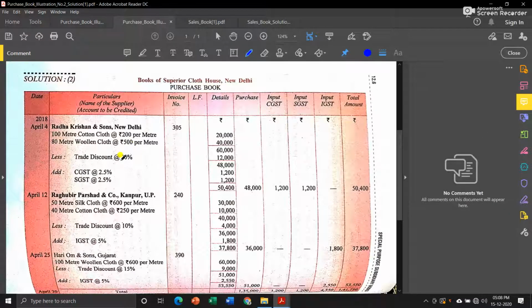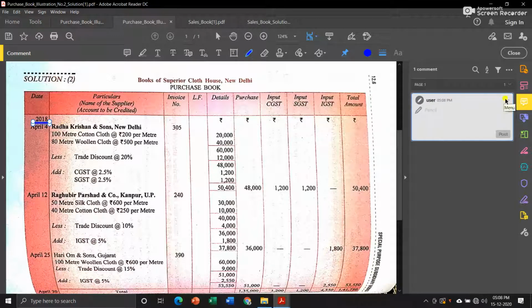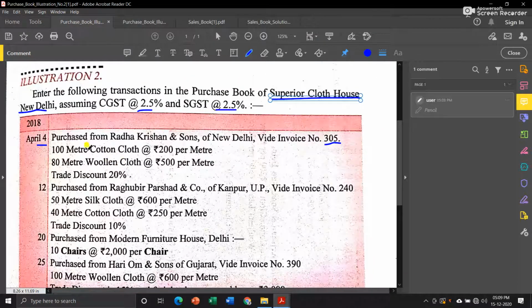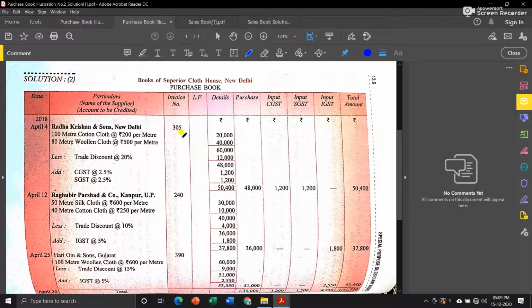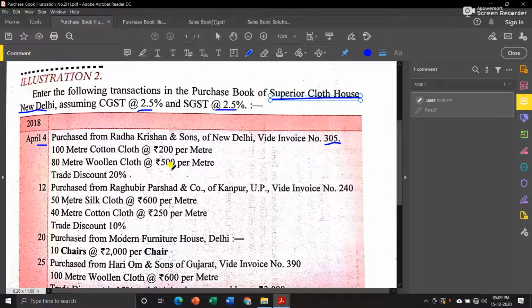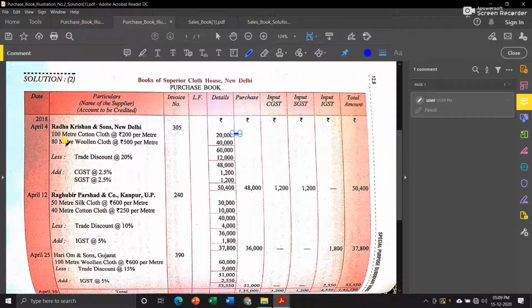Now after preparing the format, on our first transaction, that is on April 4, we will write the name of the supplier, that is Radhakrishan and Sons, New Delhi. Then we will write down the goods that we have purchased from them, that is 100 meter cotton cloth at rupees 200 per meter, it will be rupees 20,000. Then next is 80 meter woolen cloth at 500 per meter, so 80 meter into 500 is 40,000.